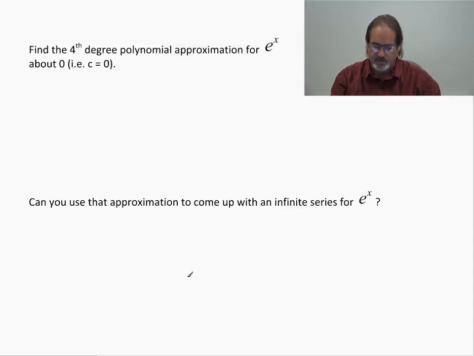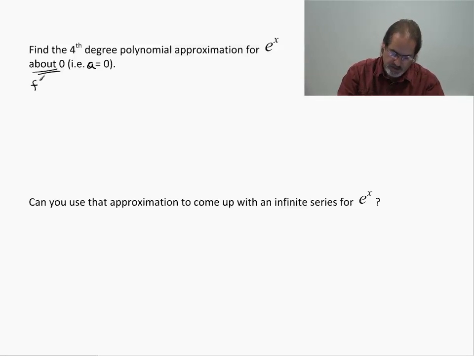Let's find the fourth degree polynomial approximation for e to the x about 0. Actually, I need to change this a to stay with the notation we've been using. So a equals 0. Okay, so let's start off with looking for some derivatives. The 0th derivative evaluated at a, which in this case is 0, is equal to e to the 0, which equals 1.